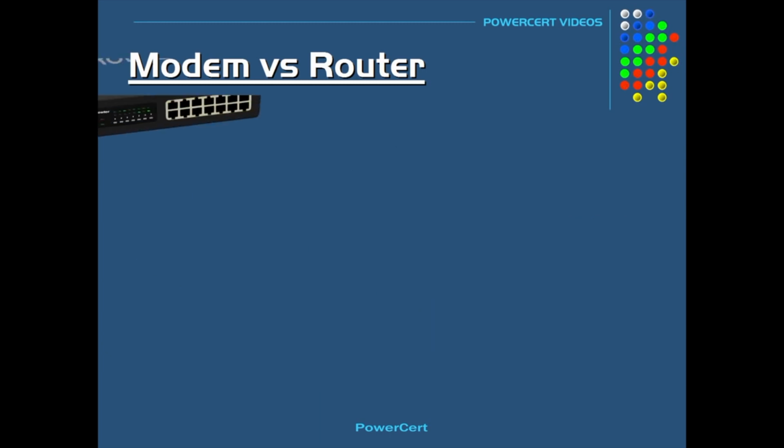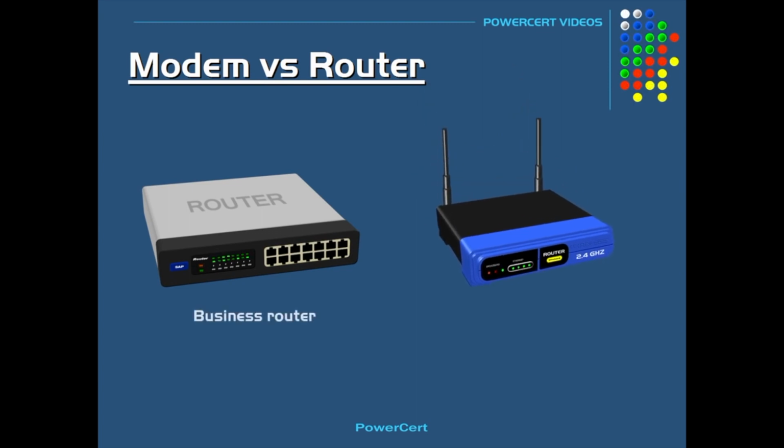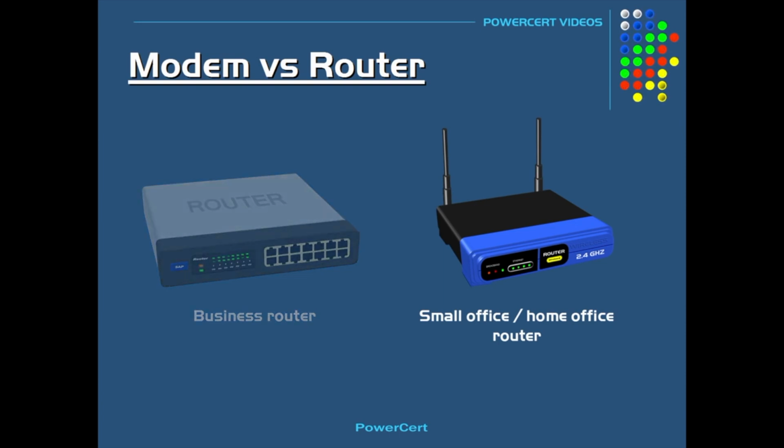Now, a router comes in after the modem. Now, there are different types of routers. There are routers that are used in businesses and larger organizations, and there are smaller routers that are used in homes and small businesses. But they basically do the same thing. But for this video, we're going to use the small office, home office router that most of us are familiar with.